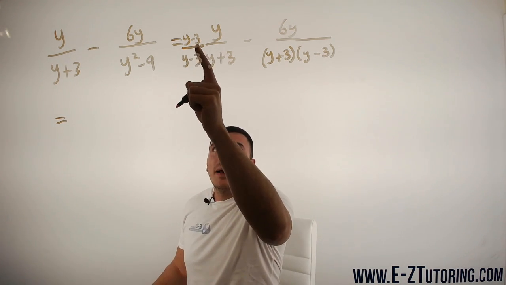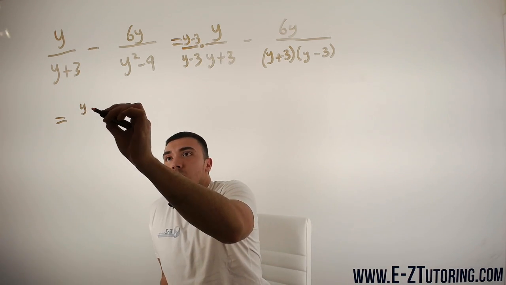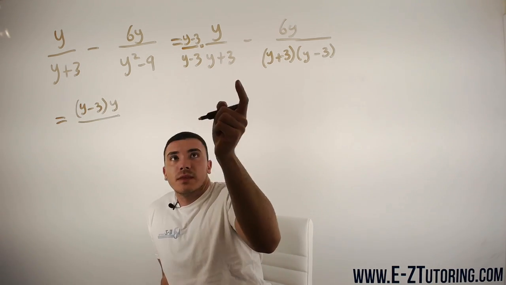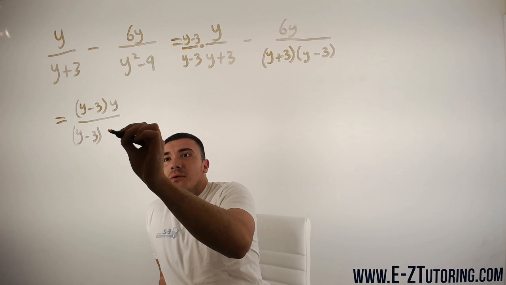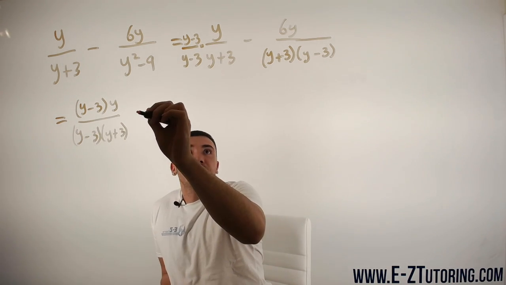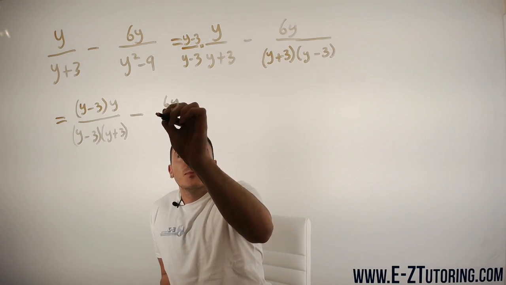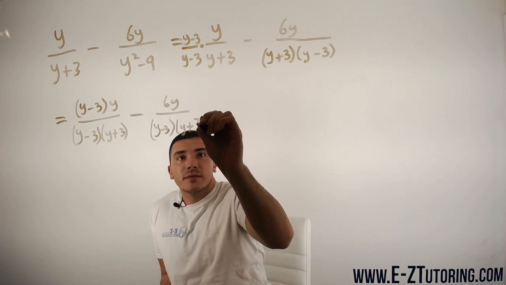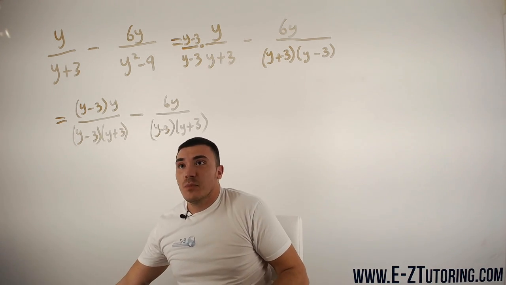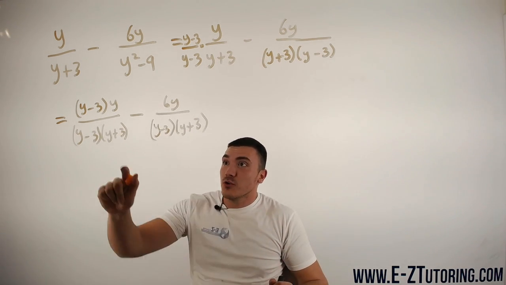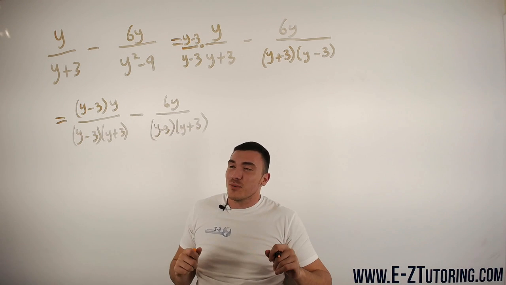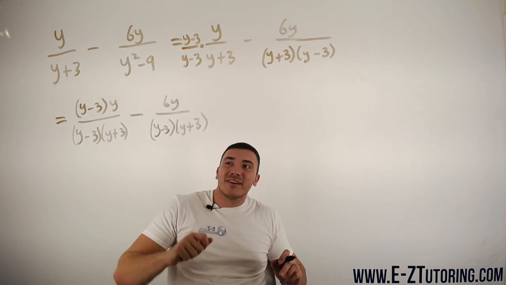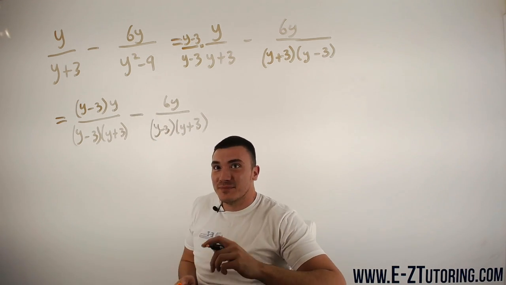We will get y minus 3 times y over this whole denominator, y minus 3, y plus 3, minus 6y over y minus 3, y plus 3. A lot of students at this point will say, ooh, I can cross out the y minus 3s. You don't want to do that, because then we're going to get back to where we started. We put those in there for a reason.